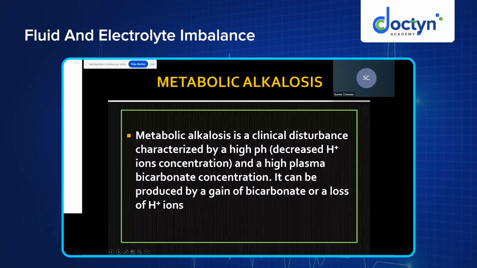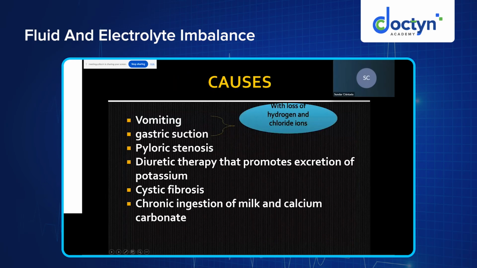Metabolic alkalosis is a clinical disturbance characterized by a high pH, that is decreased H+ ions, and a high plasma bicarbonate concentration. It is produced by either a gain of bicarbonate or a loss of H+ ions. So what can be the causes of metabolic alkalosis?